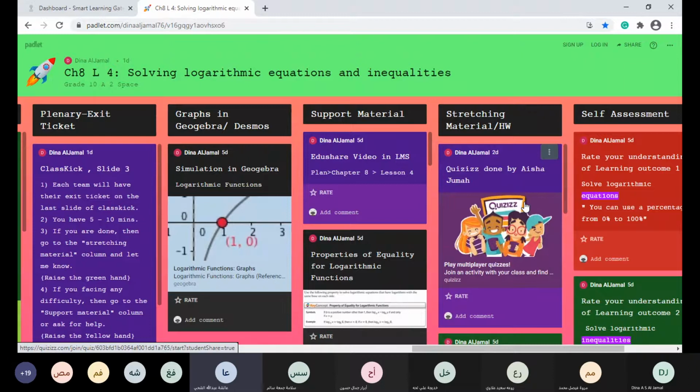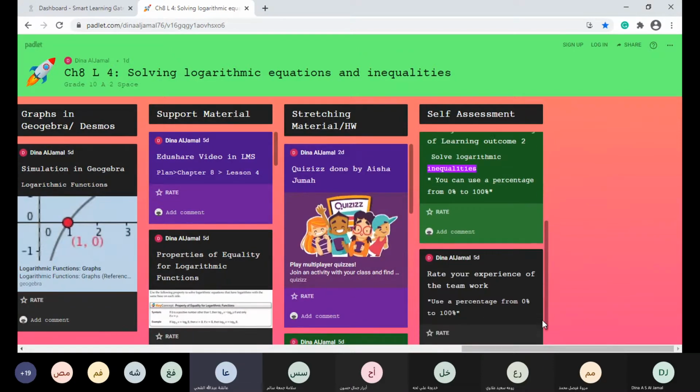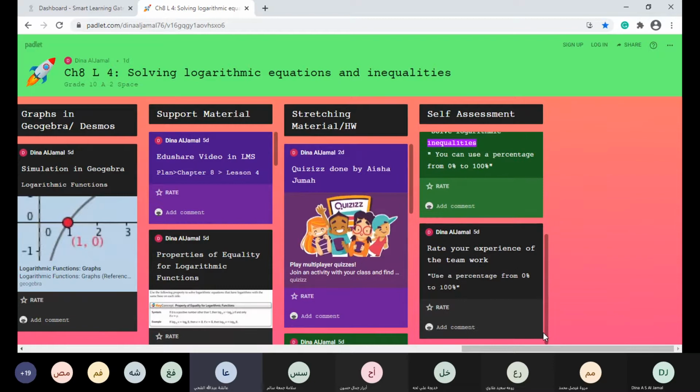And before you leave the class, you have to go to the Padlet last column and do the self-assessment, rating your understanding of learning objectives 1 and 2. Joha, can you tell me where we could do the self-assessment? In the Padlet in the last column. Thank you, Joha.